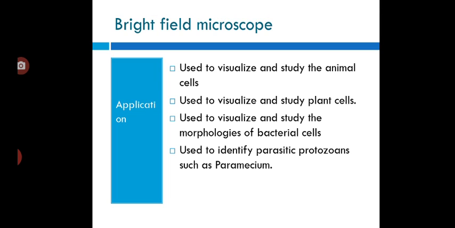For example, in gram staining and AFB staining, gram staining is used to differentiate gram positive and gram negative bacteria based on color, and the shape and arrangement of the bacteria can also be viewed under the bright field microscope. Next, it can also be used to identify parasitic protozoans such as paramecium or the malarial parasite, which can be viewed in the blood sample of a patient suffering from malaria and can be observed under the bright field microscope.